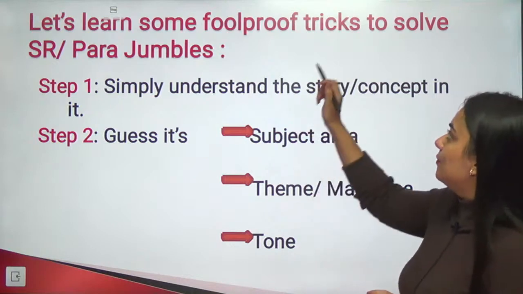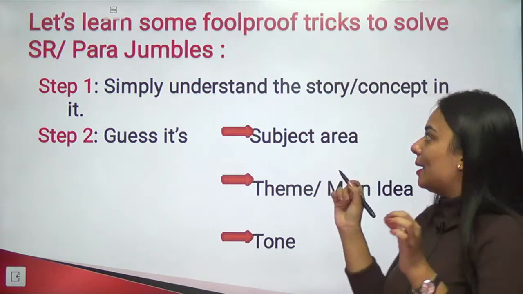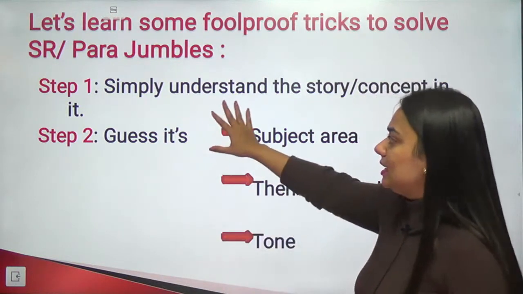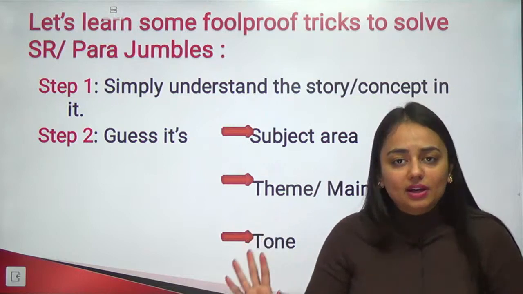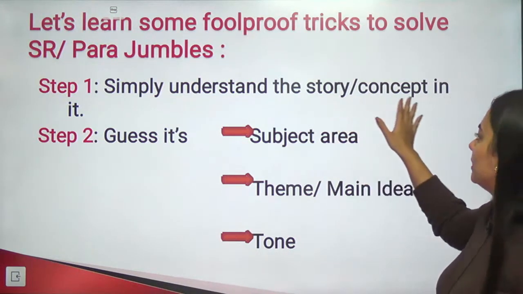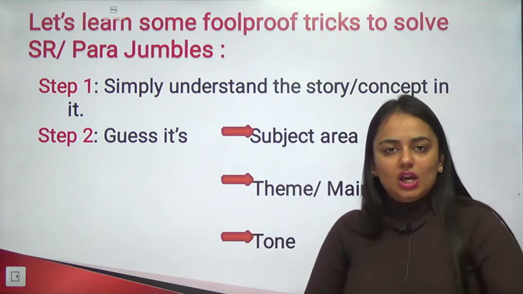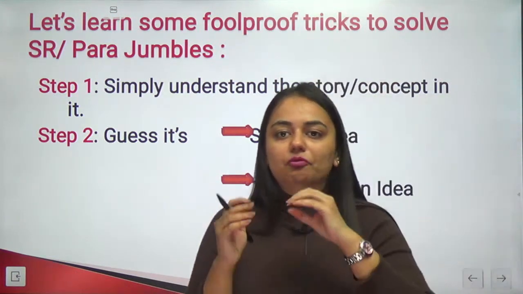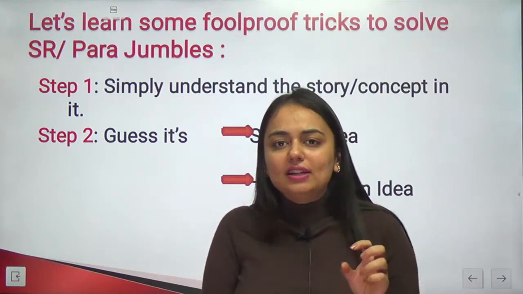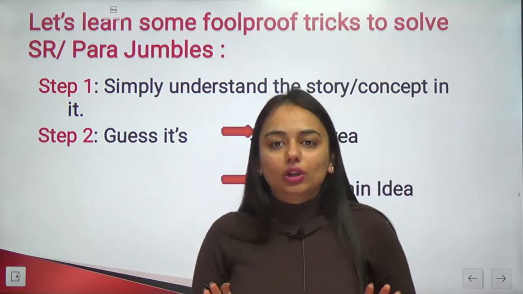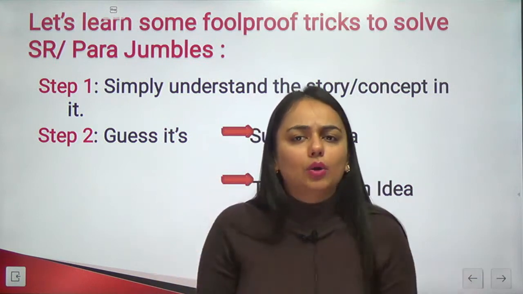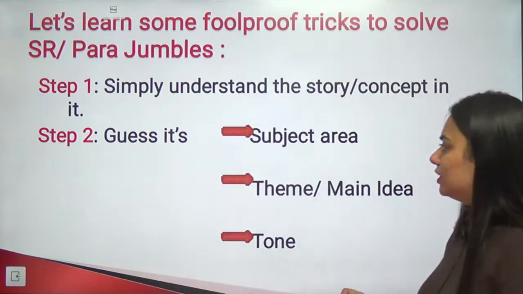So let's learn some foolproof tricks to solve SR and para jumbles. And I am telling this to you from my own experience. These are the simple things you need to keep in mind while doing the SR questions, right? First step is simply understand the story concept in it. That's it. Simply go through all the sentences, in whatever order they are given. You will find a recurring theme there. You will find some kind of thing is being discussed in almost all the sentences. So just understand the story, as in what is being talked about here. That's it. A simple impression, the first impression.